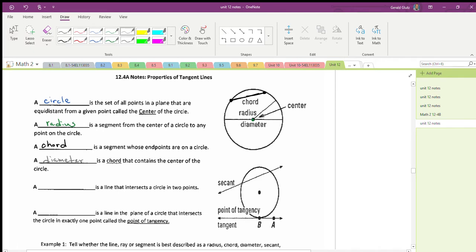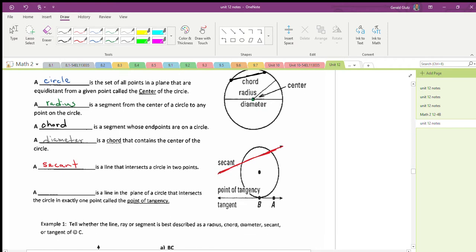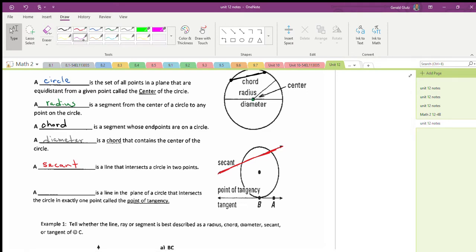And instead of a segment, if you have a line that goes through the circle, like this one right here, it doesn't just stop on the outside of the circle, it keeps on going forever. That is called a secant. That's not something you're going to have to really worry about this year, but just so you're aware, a secant is a line that goes all the way through the circle and keeps going. And then finally, a line in the plane of the circle that intersects the circle in exactly one point, and that one point will always be on the outside of the circle, is called a tangent line, or tangent.